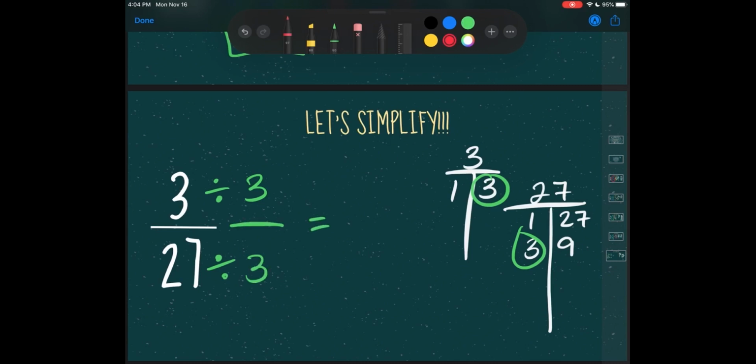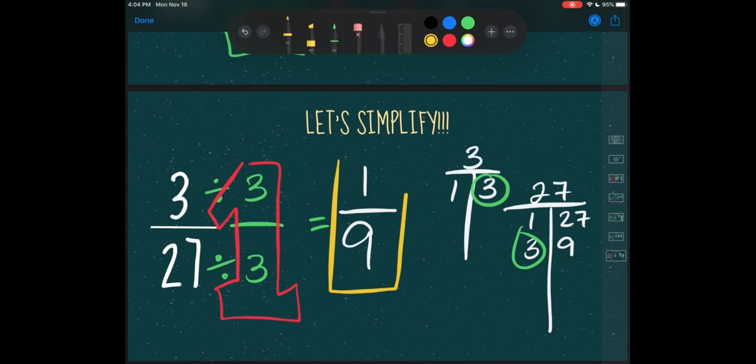So when I do 3 divided by 3 to get my new numerator, 27 divided by 3 to get my new denominator. Remember, this works. Why? Because 3 over 3 is equivalent to 1. When I'm dividing by 1, I am not changing the value of this number. I am just changing the way it looks, right? So 3 divided by 3 is 1. 27 divided by 3 to get my new denominator is 9. So my final answer ends up being 1/9.